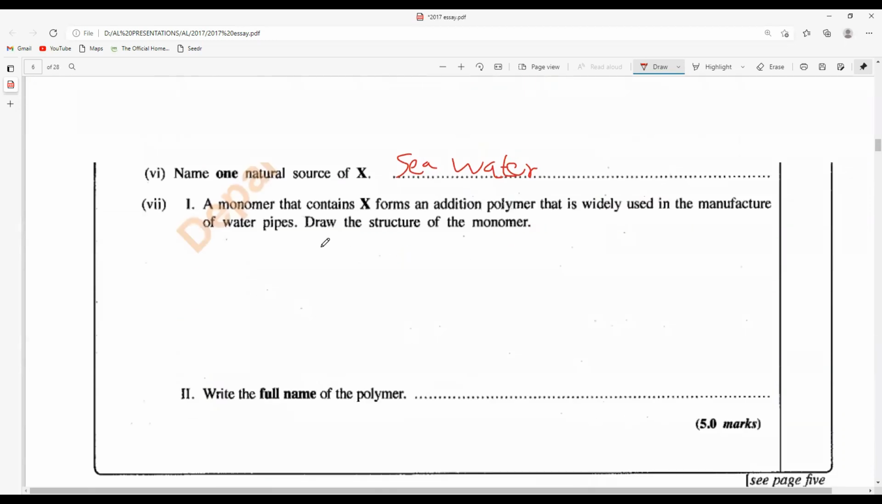A monomer that contains X forms an addition polymer. Okay, so a monomer that contains chlorine, what is it? According to that, it should be PVC, and it is mentioned here, see, manufacture of water pipes. So for PVC, there should be a double bond, and instead of one hydrogen, it should be replaced by a chlorine. So this is the monomer of PVC, right? Write the full name of the polymer. So the full name of the polymer is polyvinyl chloride, right?